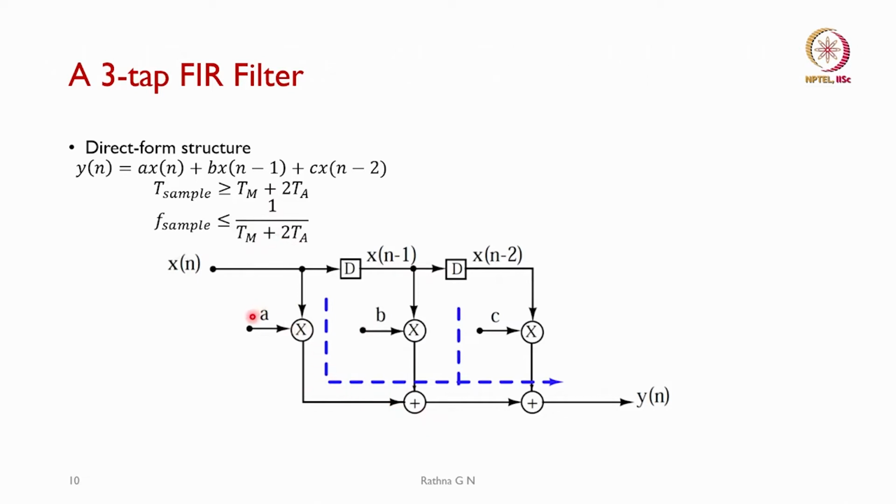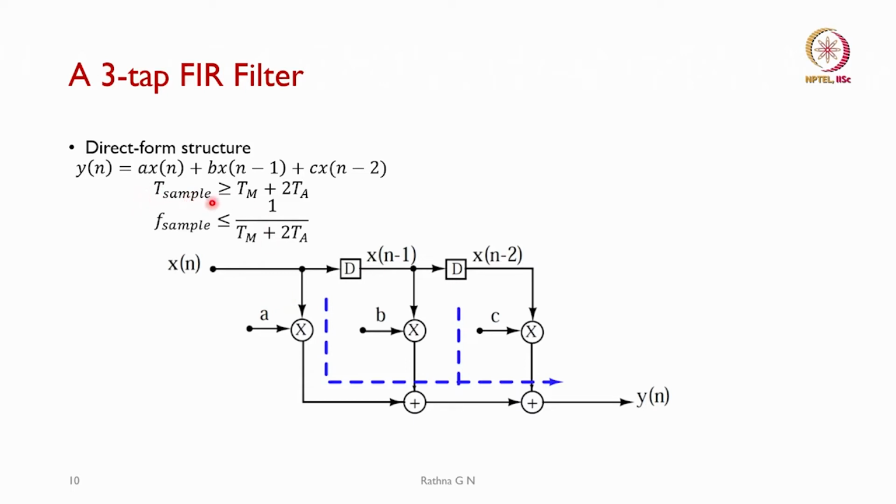The coefficients we have assumed are A, B and C. So, how will I get my y of n? What is shown here is x of n as the input, and these are the delay lines, x of n minus 1 and then x of n minus 2. As the equation suggests, y of n is equal to a into x of n plus b into x of n minus 1 plus c into x of n minus 2. So, that is my 3 tap FIR filter. When I consider the sampling frequency, what should it be for this structure?